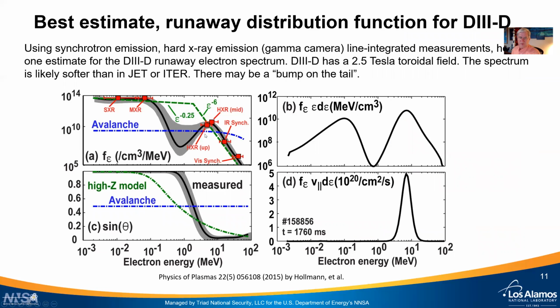So the distribution function that we expect in DIII-D, here's a paper from 2015 showing a bump on the tail as what's expected based on existing measurements. And we'd like to take that in our model. Also a small pitch angle at high energies. Basically, runaways that are accelerated strongly along the axis will not have a large pitch angle, otherwise they won't be accelerated.